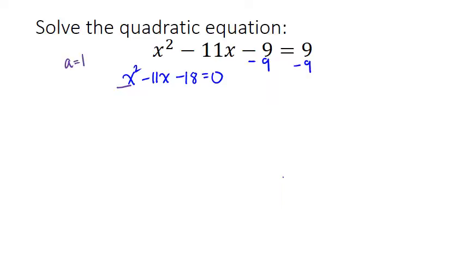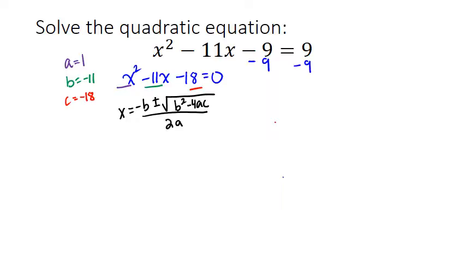B is the coefficient in front of the linear term. In this case, b equals negative 11. And c is the constant. In this case, negative 18. So the quadratic formula is x equals negative b plus or minus the square root of b squared minus 4ac all over 2a. So x equals negative b.